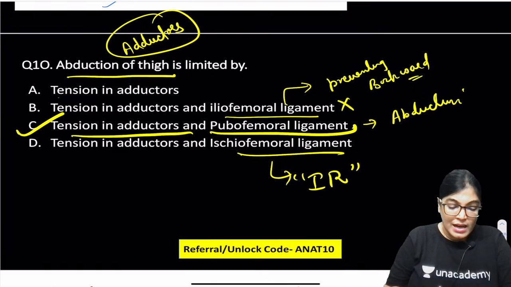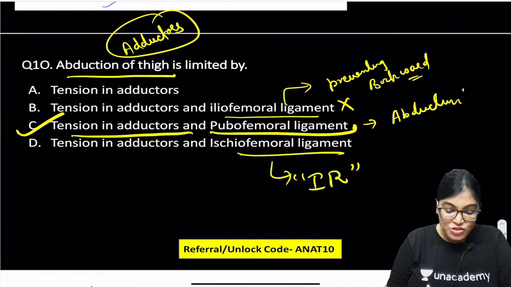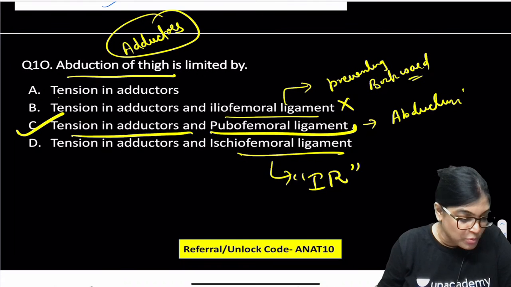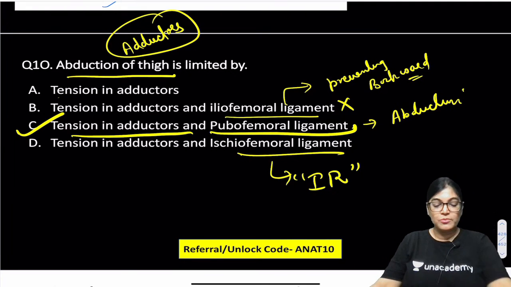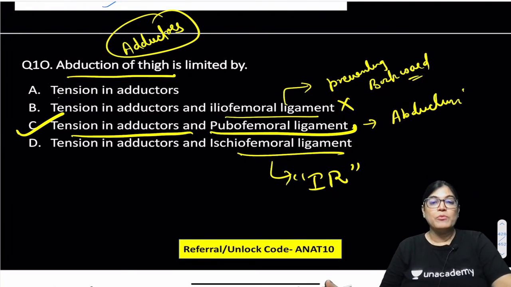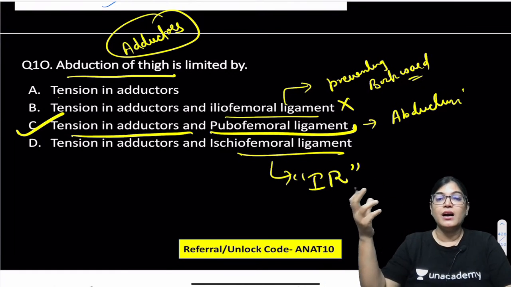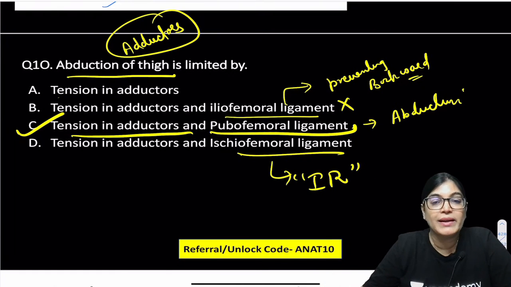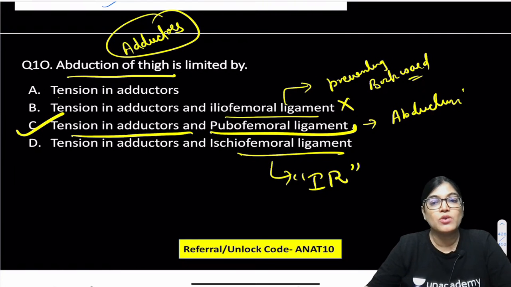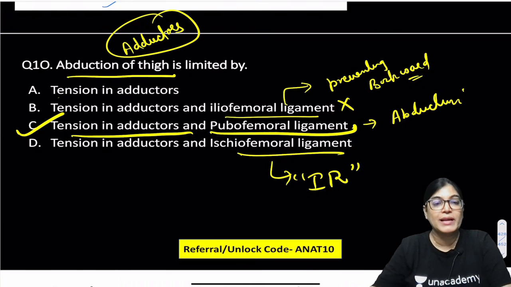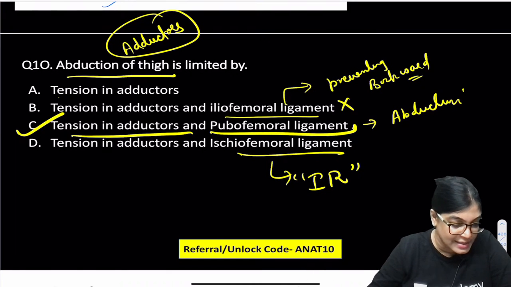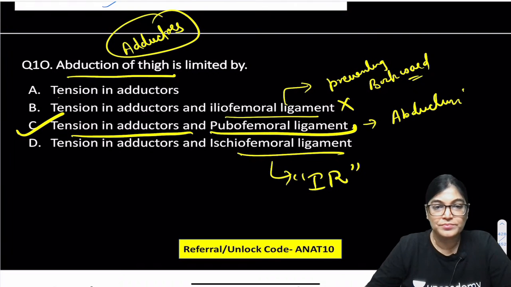Harini, abduction of thigh is limited by tension in adductors and pubofemoral. Pubo. Got it? Pubo. C. Harini, it's C. Pubofemoral. Iliofemoral is preventing the backward fall. It is preventing the person from falling backward. So it is not exactly preventing in abduction. If it limits abduction movement, then C is the correct answer. Yes, Saran, C is the correct answer.